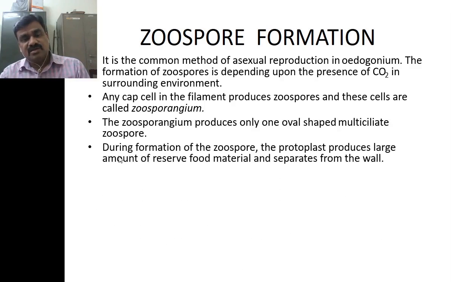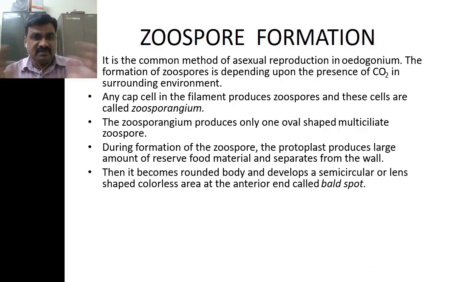Okay. So what happens during the formation of zoospore? The protoplast produces a large amount of reserve food material. This is the first stage. The protoplast accumulates a large quantity of reserve food material, and this protoplast is present as a lining layer, and this protoplast separates from the wall, that means the cell wall. Then what happens? After the separation, the protoplast becomes a rounded body, and it develops a semicircular or lens-shaped colorless area at the anterior end.